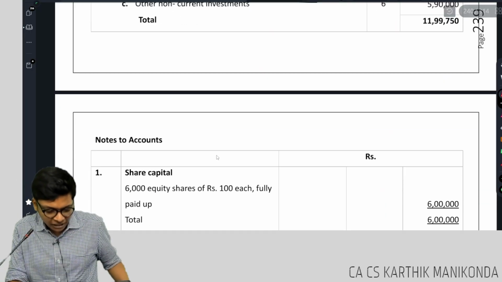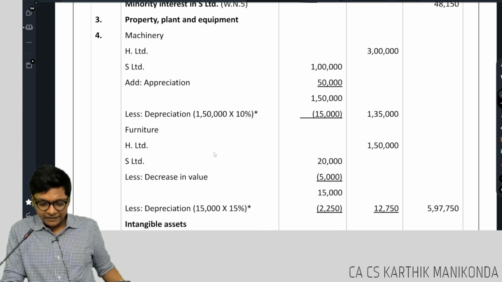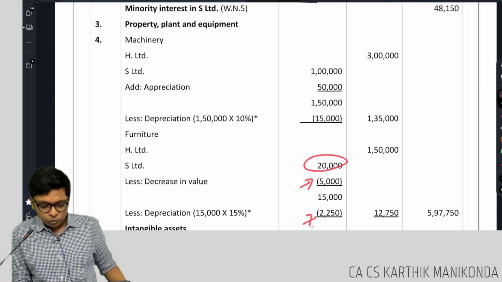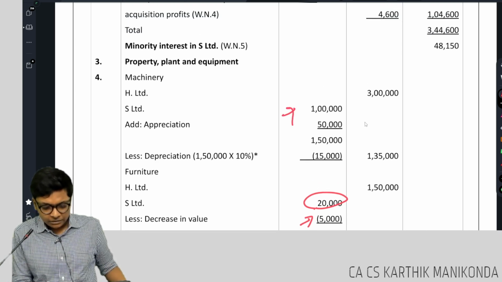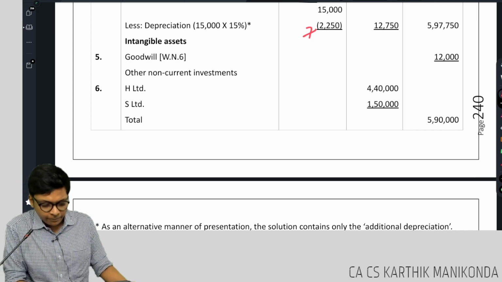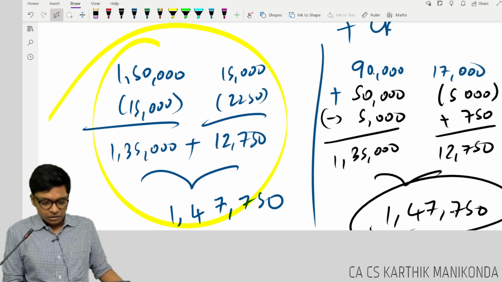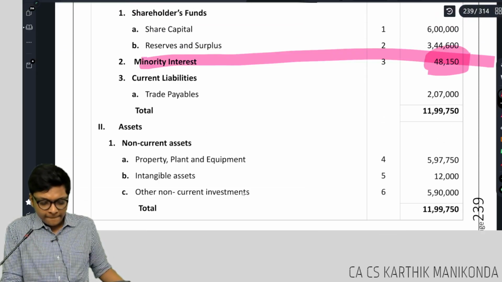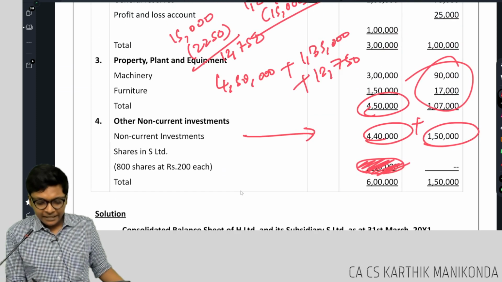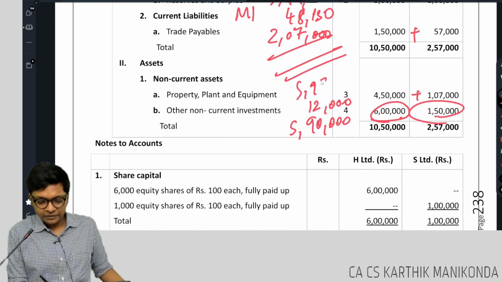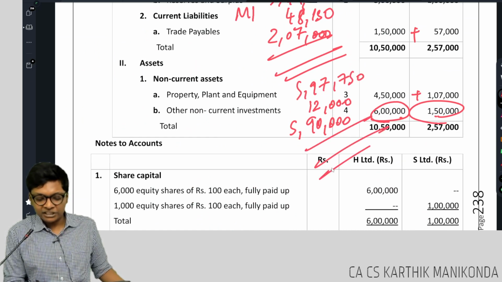In the study mat they would have done, if I remember right, yeah, they have done like that. Can you see here? 20 minus 5 minus 2.5. This is the normal way. One more, I think next sum they have done it that way, but both ways are absolutely fine. So my PPE is 1 lakh 47,750. Go back here. PPE will be 4 lakh 50 plus 1 lakh 47,750. How much, guys? 5 lakh 97,750 you will get. Balance sheet will tally.